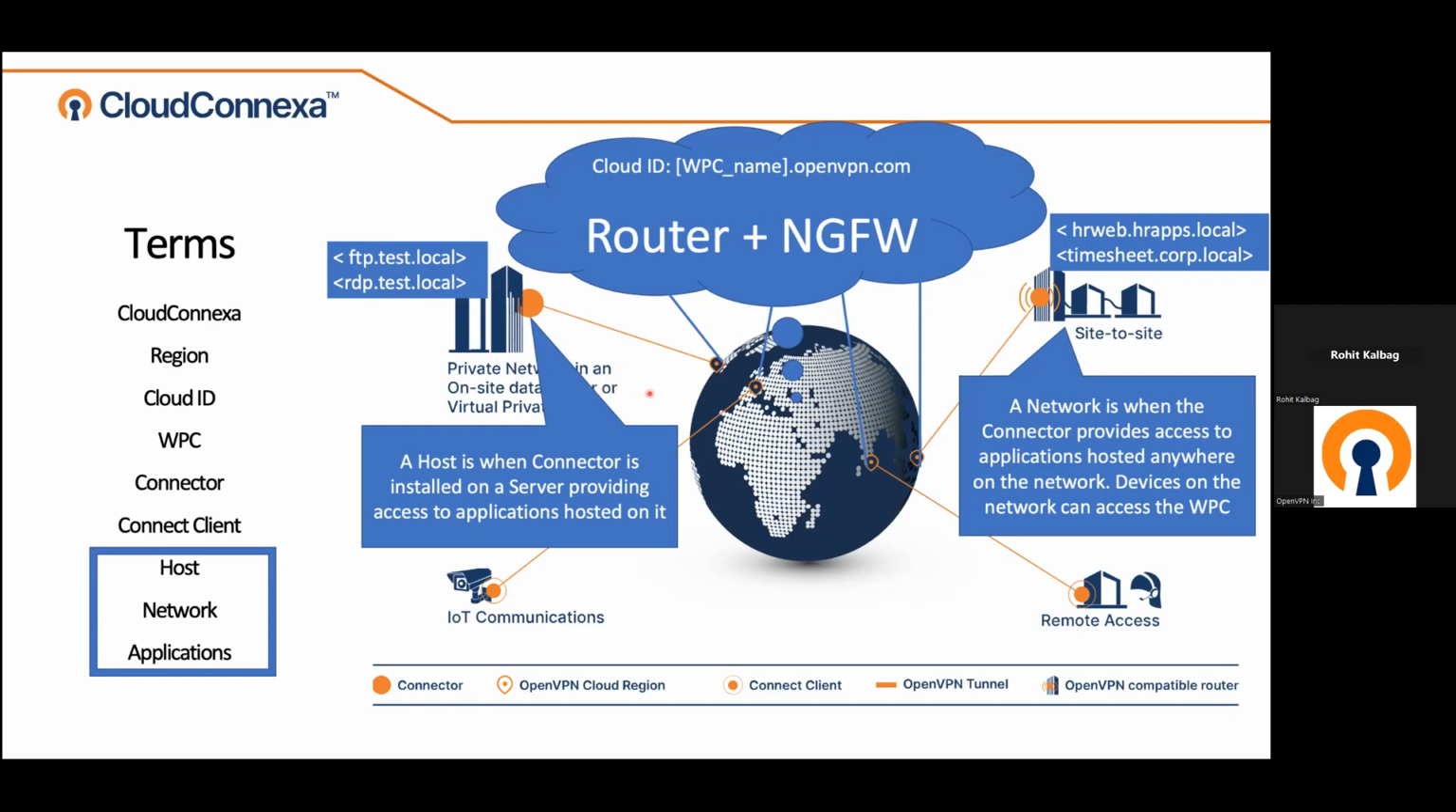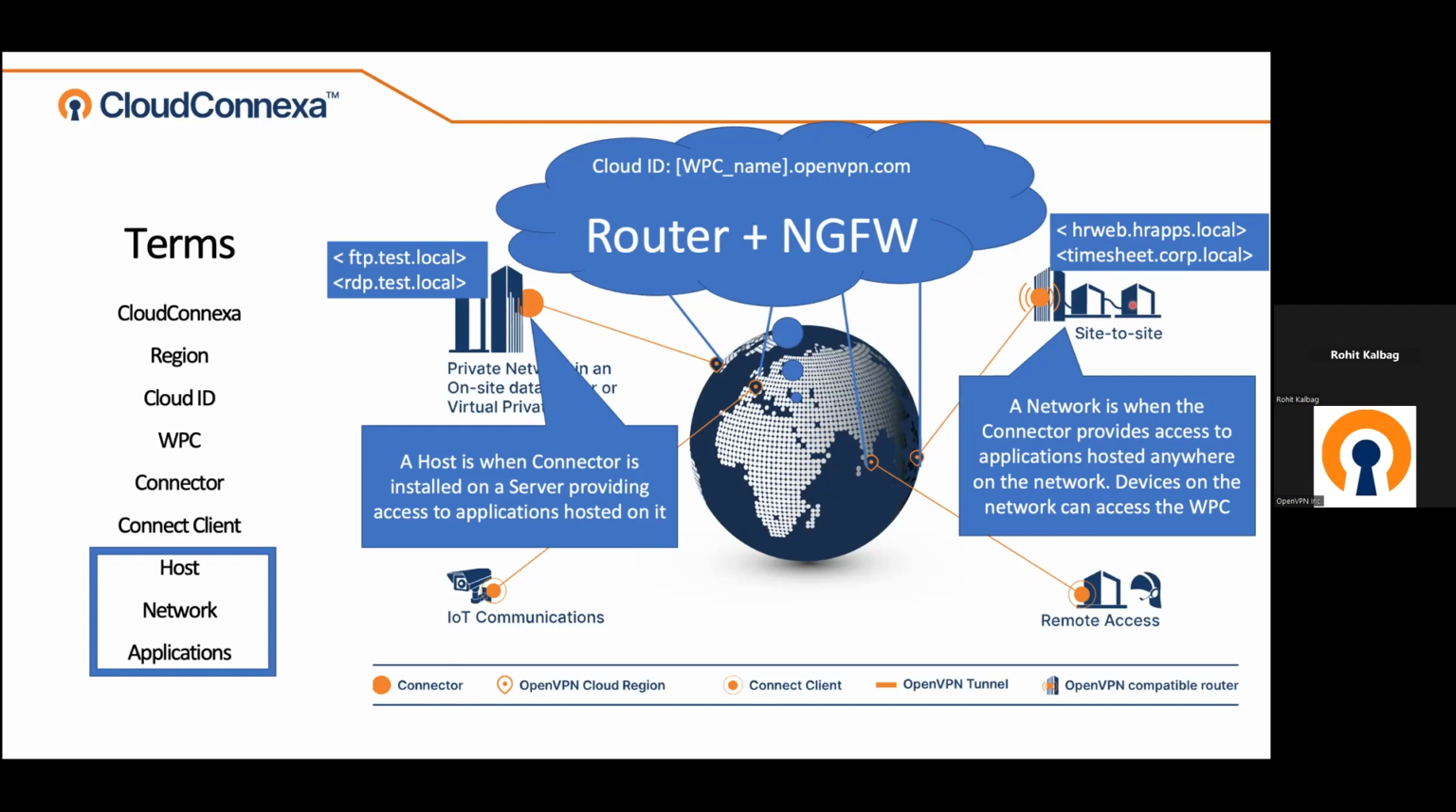Whereas when it's providing access to a private network, it's represented as a network. And once a network is configured, a connector is configured, then the devices on that network get access to services made available on your WPC, as well as other users and hosts and devices can get access to applications that you run on the private network. For example, here we have got HR Web and Timesheet applications being run on this private network.